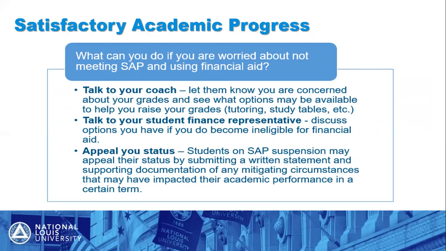of any circumstances that may have impacted their academic performance in a certain term. For example, maybe you had to drop all your classes due to an illness or a death in the family. Maybe you had to take more hours at work because somebody else in your house lost their job. So there's a lot of different extenuating circumstances that would be eligible, and you can work with your academic advisor on that appeal. Students are only allowed one appeal in their lifetime at NLU.